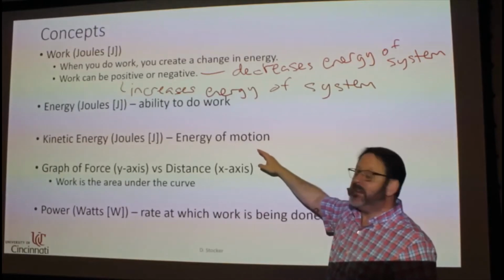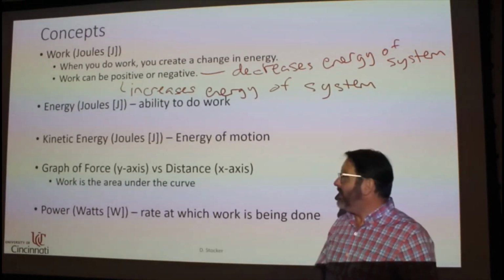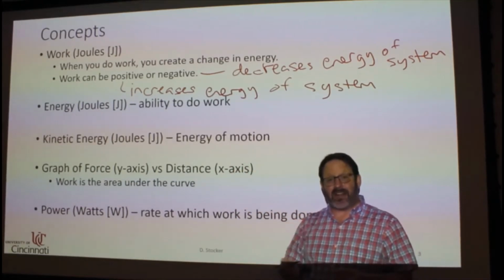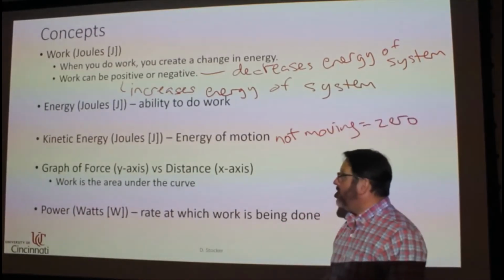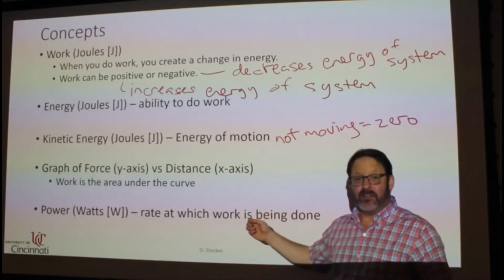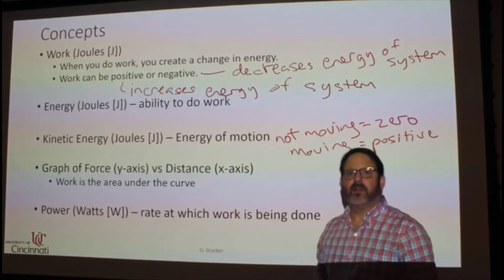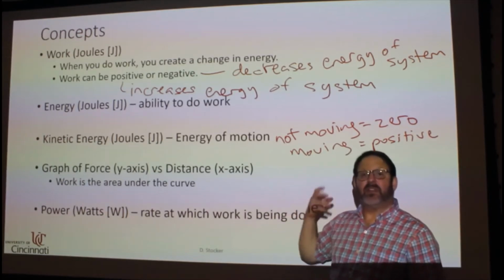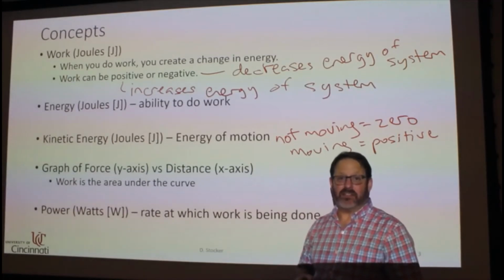There are different types of energy. One type of energy is called kinetic energy. And kinetic energy is energy of motion. So if something is not moving, that means it has zero kinetic energy. If something is moving, then it has positive kinetic energy. So if it's not moving, zero. If it's moving, it's positive. You cannot have negative kinetic energy.